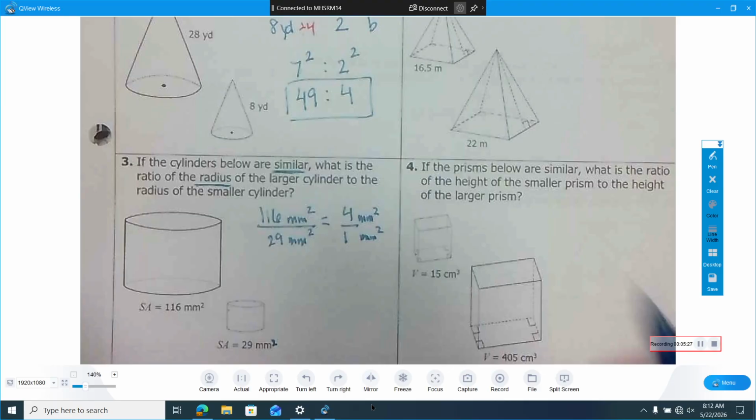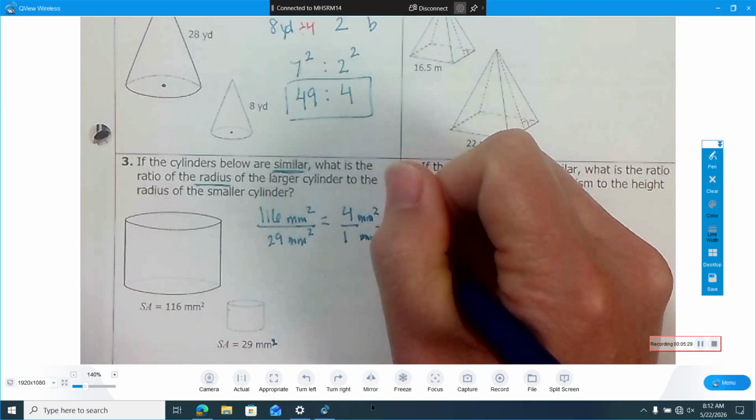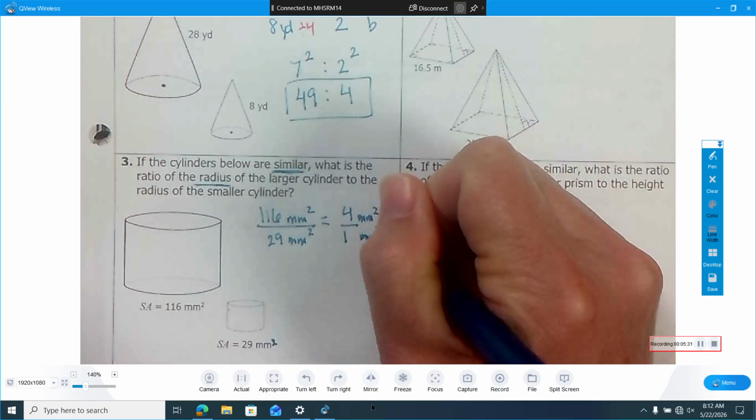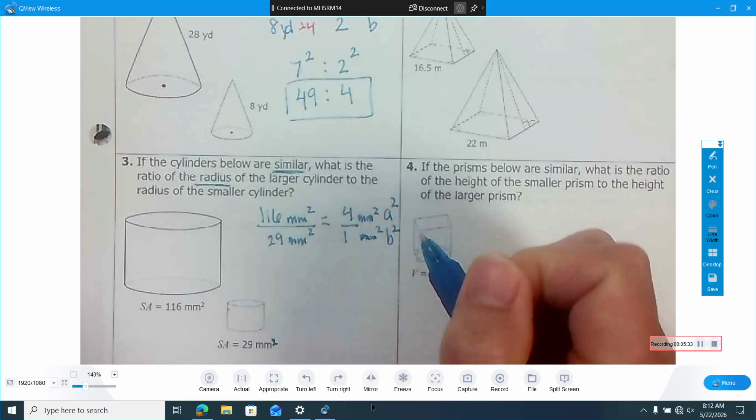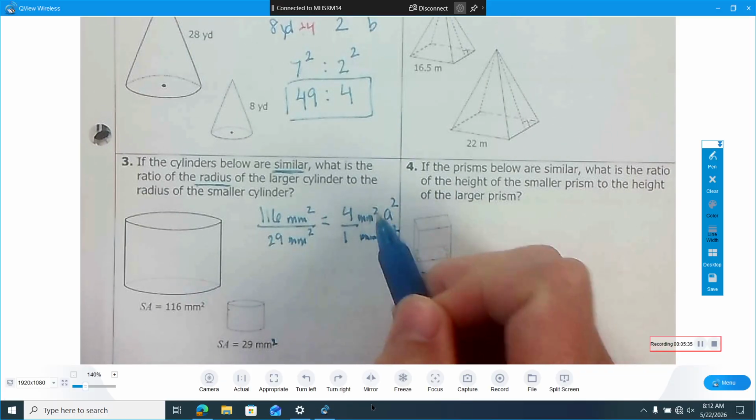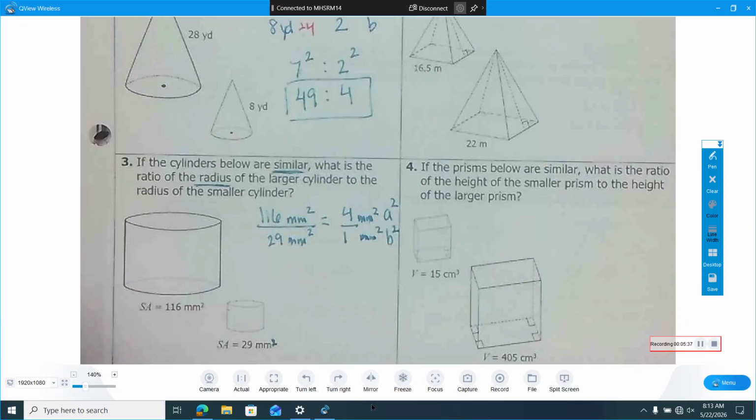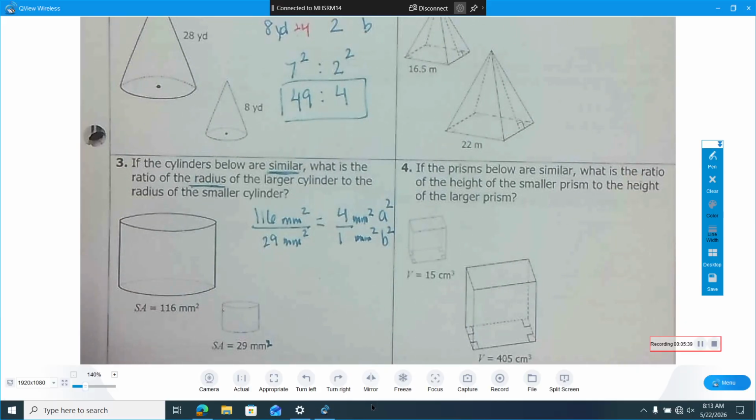No, they're still squared. Yeah, so it's the surface areas. So it's A squared over B squared, okay? Again, the millimeters are squared, and that's important. You know, that's kind of nice to help you remember, all right?